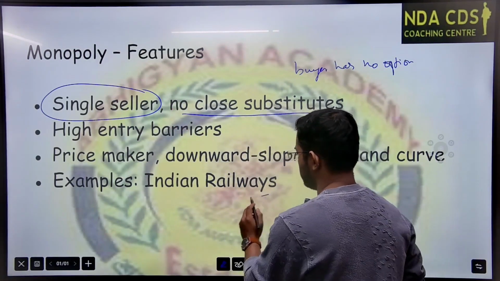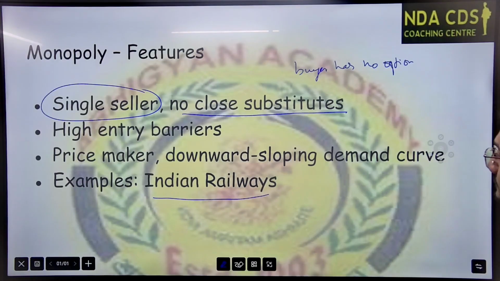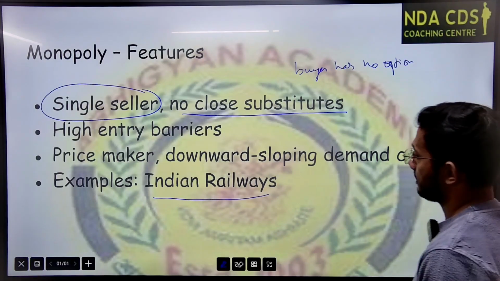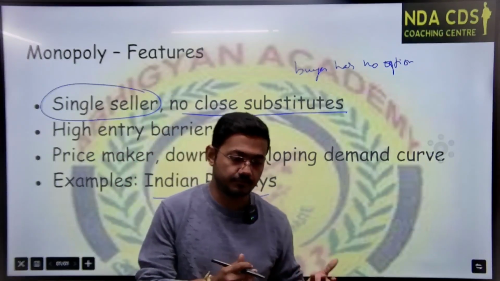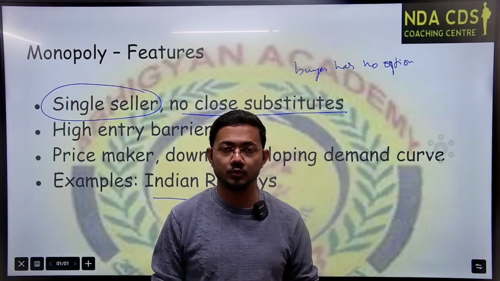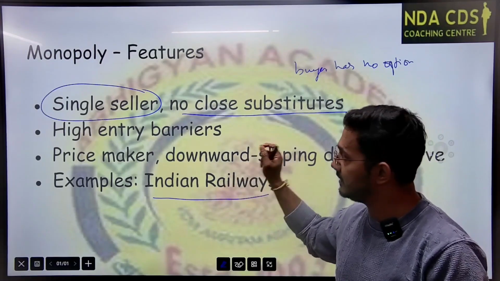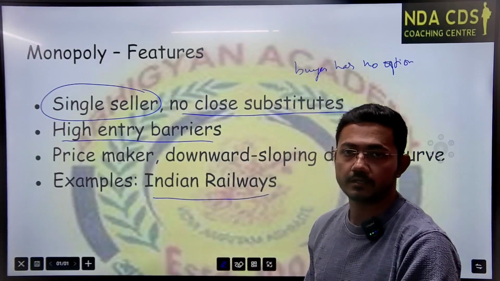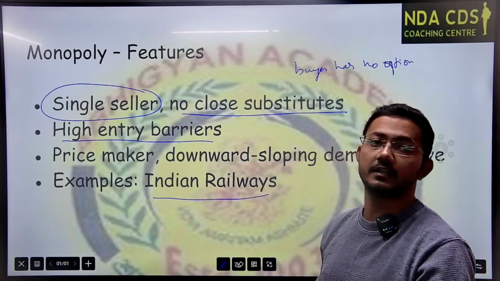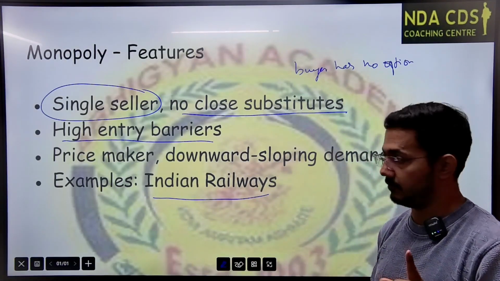Okay, so for example, the Indian Railways. All right. Now if you want to go by train, you won't see any substitute other than Indian Railways. So the railway market is dominated by Indian Railways. So Indian Railways is a monopoly. Now there are high entry barriers. If anyone wants to enter, there are laws, rules, regulations that will not let anyone enter that railway market. So it is the monopoly of Indian Railways, or the monopoly of the government of India, in the railway market.